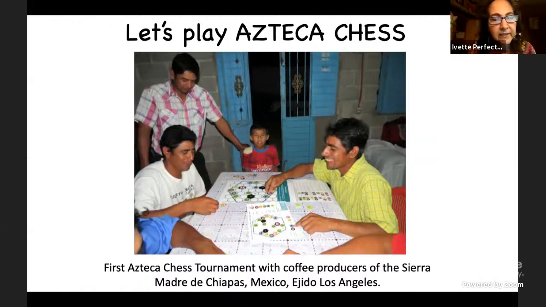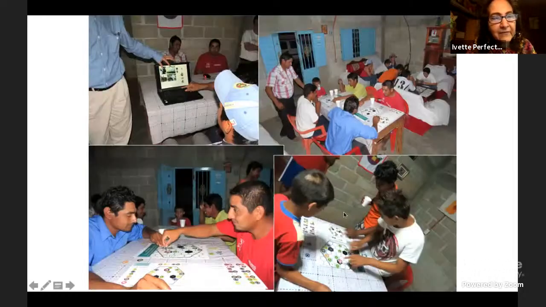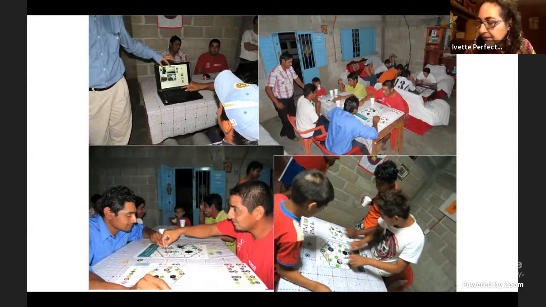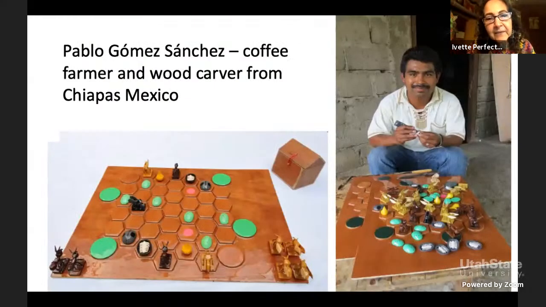We have played this with coffee farmers, primarily in Mexico, but also in Puerto Rico and here in the United States. Here you can see some of the farmers. They have a lot of fun playing the game. At the beginning, they're a little bit intimidated with the rules of the game and all that, but very quickly, they catch up. And even the kids play the game, and actually the kids are much better at it than the adults. But yeah, we have a lot of fun playing the game.